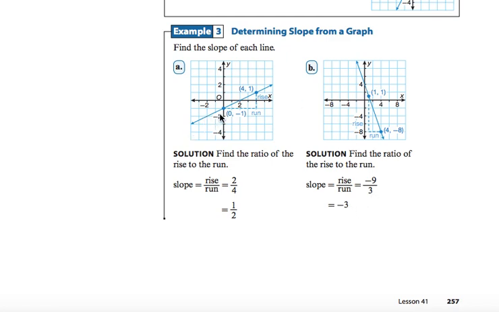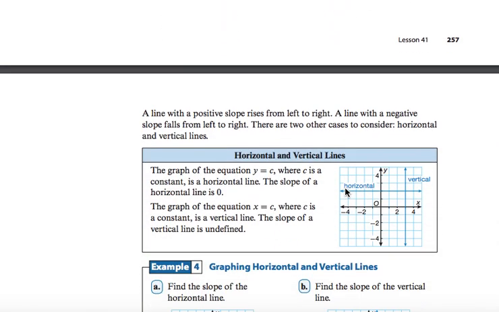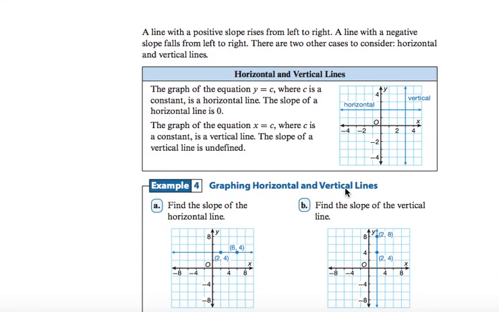Notice as it's going up from left to right, that's a positive slope. As it's going down from left to right, that's a negative slope. And so we have a positive answer here and a negative answer here. A line with a positive slope rises from left to right. A line with a negative slope falls from left to right.